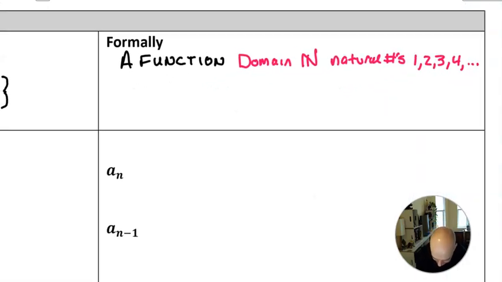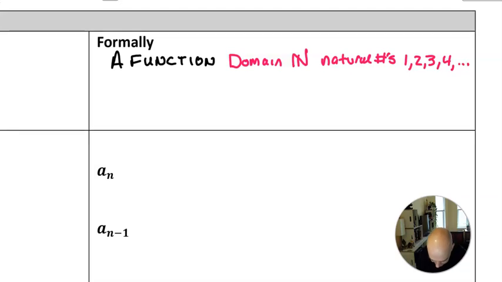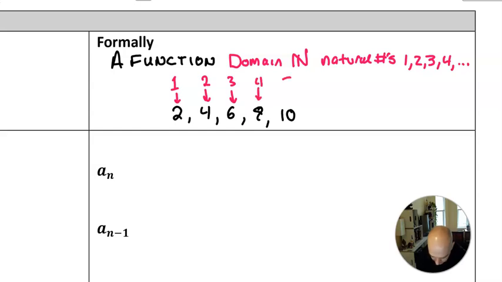Well, think about our sequence before. We had the terms of the sequence, 2, 4, 6, 8, 10. And each term had a term number. This was the first term, so you could think about it as being paired to the natural number 1. This is paired to the natural number 2. This is paired to the natural number 3. This is paired to the natural number 4, 5, etc. You could think about this sequence if it continued on. You might have the nth term, and that would be paired to the natural number n.